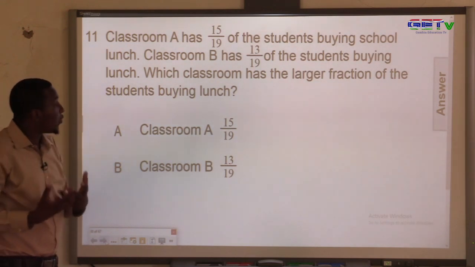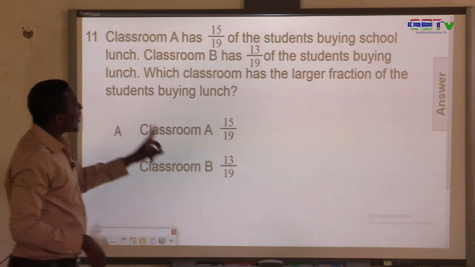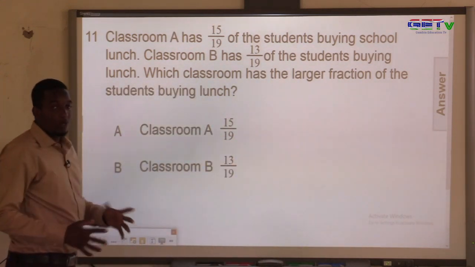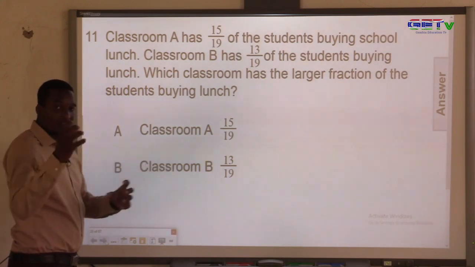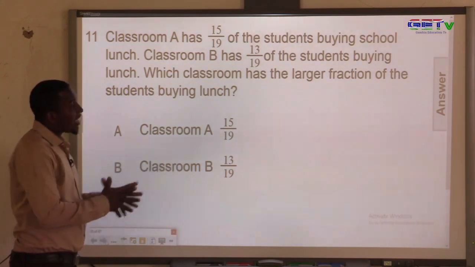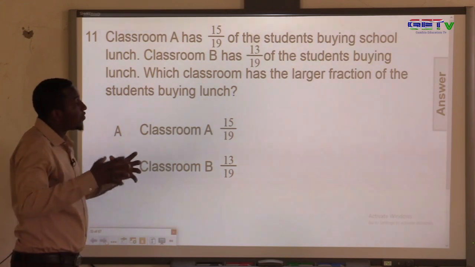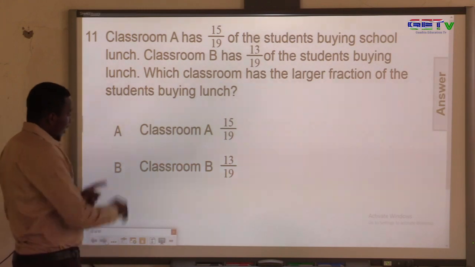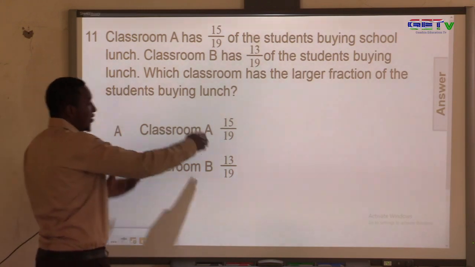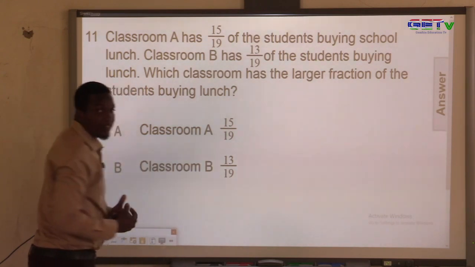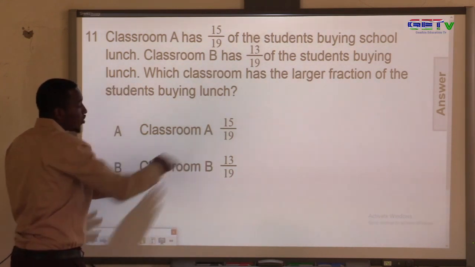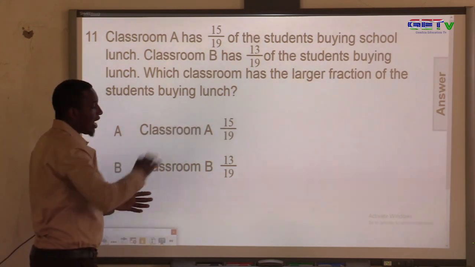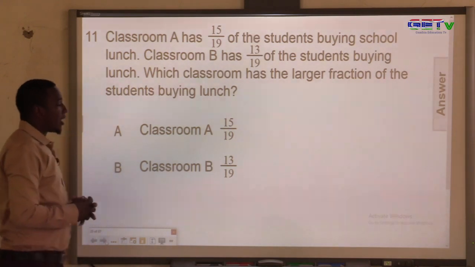So now the question is, what we are asked to find is, which classroom has the largest fraction of students buying the lunch? Which classroom out of the two classes, that is class A and class B, has the largest fraction, that is the largest number of students buying lunch at school? We are going to compare the two. Option A is class A, which has 15 all over 19. That is 15 students out of the 19 students in classroom A. And B is saying classroom B is 13 out of the 19 students in classroom B.